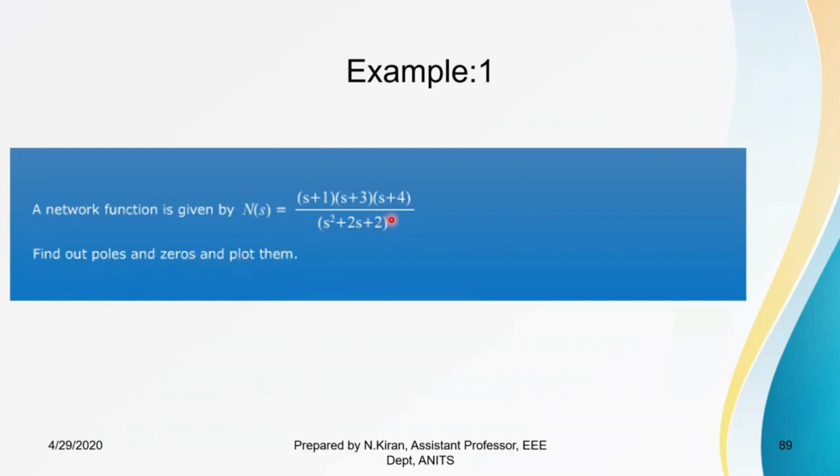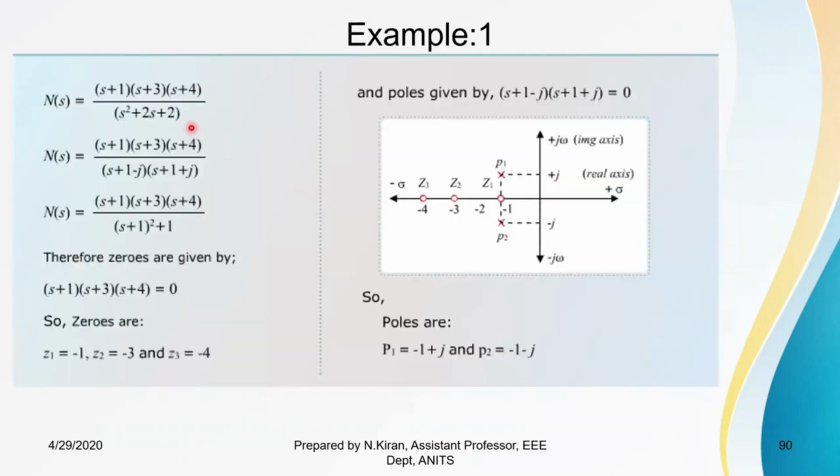You know, poles are the values of s for which the denominator becomes 0. Zeros are the values of s for which the numerator becomes 0. So in this case, the zeros are -1, -3 and -4. The poles are the roots of this denominator polynomial, which are -1 plus or minus j.